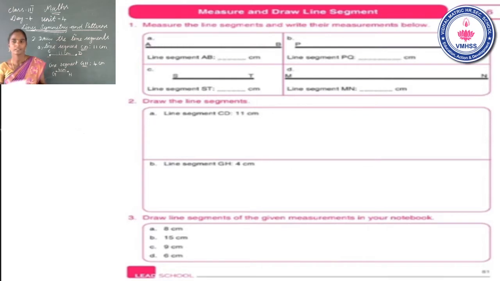Okay children, look at the slide now. Students listen here. So second sum also finished. Next third sum homework. Draw line segments of the given measurements in your notebook. So this is the third sum homework. Children, look at the slide, all of you.